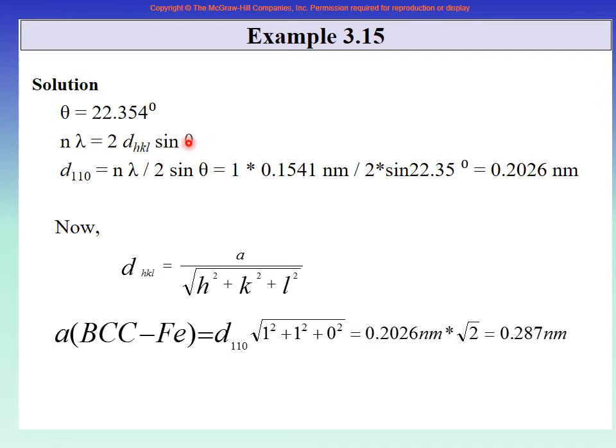Theta is given, 2 theta is given, lambda is given. So from here you can find D, and this D was for the 110 plane. This D value is found, and the equation for D is this. The D is found, the HKL are 1 squared, 1 squared, 0 squared. So find A from here, it is 0.287 nanometer.